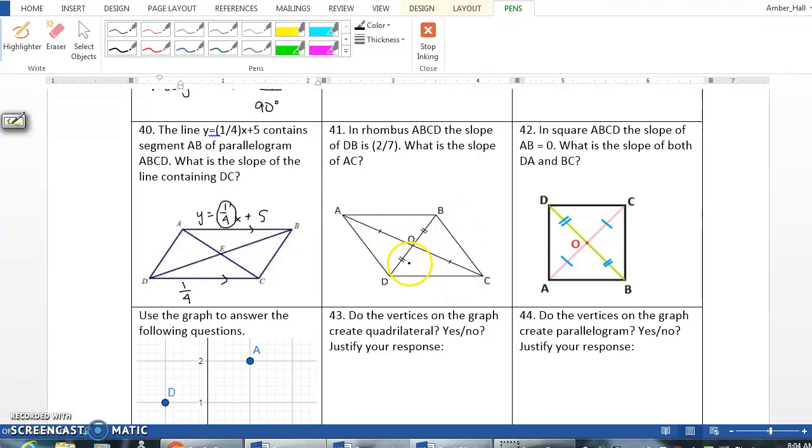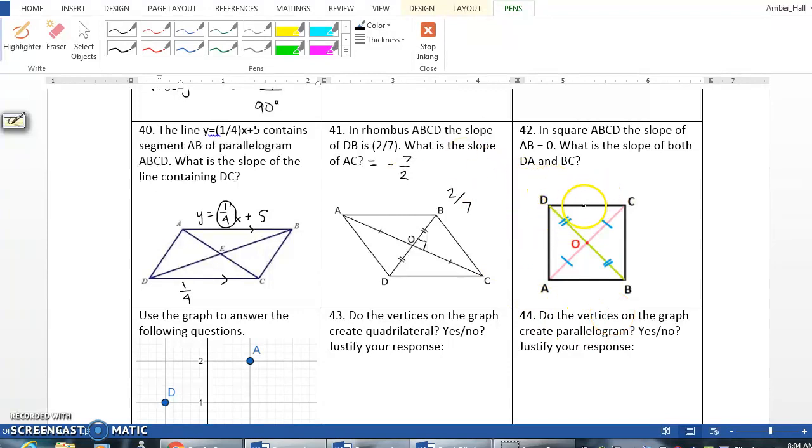In rhombus ABCD, the slope of DB is 2/7. What is the slope of AC? Seeing this is a rhombus, we know that the diagonals are perpendicular. Therefore, the slopes have to be the negative reciprocal. So we flip the fraction and flip the sign. So the slope of AC must equal -7/2.